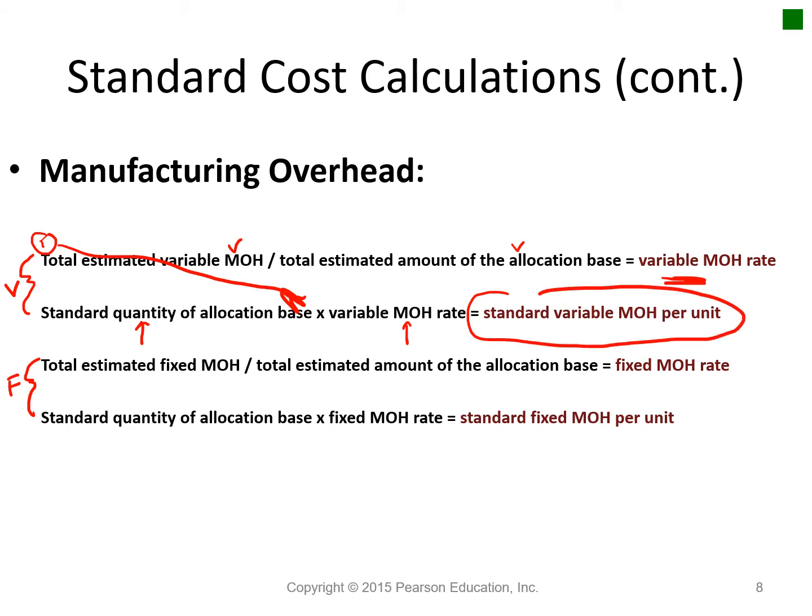When you're looking at your fixed overhead, we'll look at your total budgeted fixed overhead, again divided by some sort of base. That's going to be your fixed overhead rate. And again, notice this is going to be used in the second calculation to get the overall standard fixed cost for overhead. Again, you take some sort of standard quantity, again that's going to be the benchmark, times that fixed overhead rate. That's going to give you your standard fixed overhead cost, or I'm sorry, standard fixed manufacturing overhead per unit.